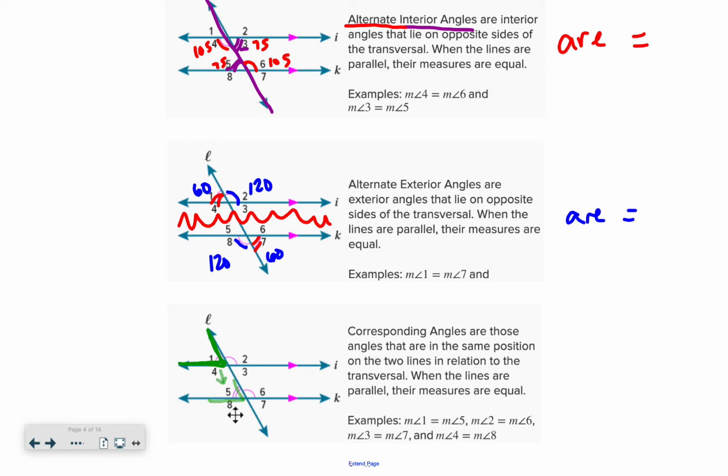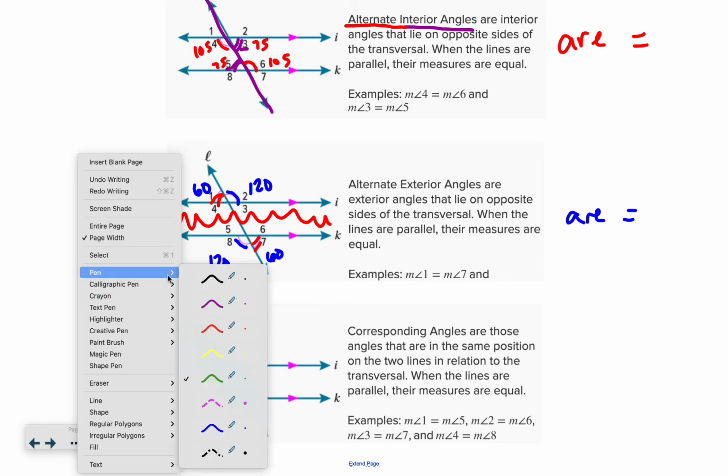Corresponding angles end up being on the same side of the transversal. So angle 1 and angle 5 are both on the left side of the transversal. And if you look at your parallel lines, here's my parallel line. Angle 1 is above my parallel line, and angle 5 is above my parallel line. So you can see that these are corresponding angles.